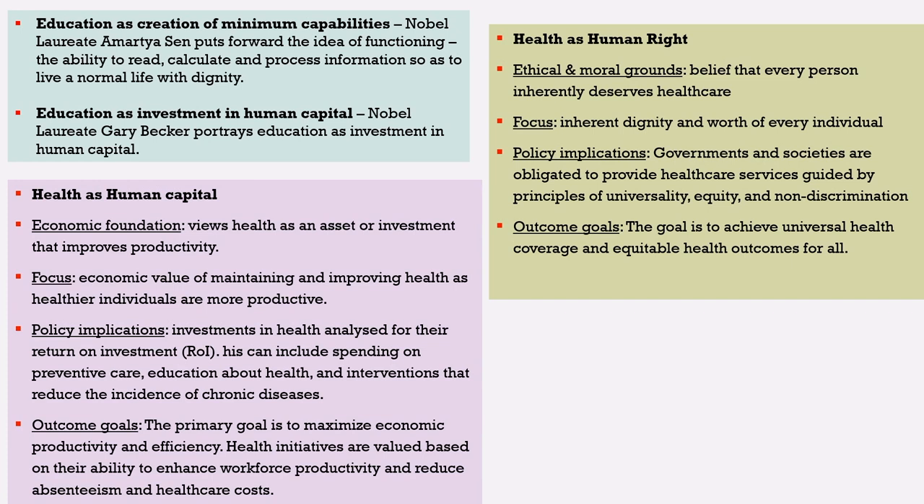In the second lesson of that week, when we tried to understand the human capital and human right aspects of education and health, we began our discussion about education as creation of minimum capabilities, and also how education is looked at as an investment in the form of human capital or giving rise to human capital. We emphasized Amartya Sen's ideas about functioning, which translates into the basic abilities, the abilities to read, calculate, and process information so as to live a normal life with dignity. And we discussed how education is intrinsically important by itself because it gives rise to creation of minimum capabilities.